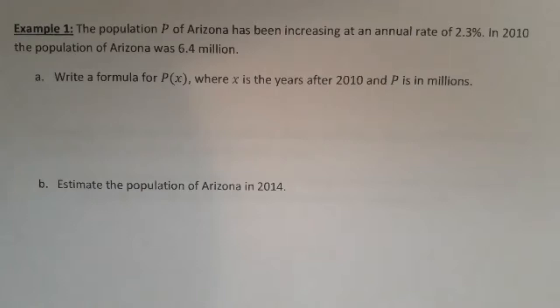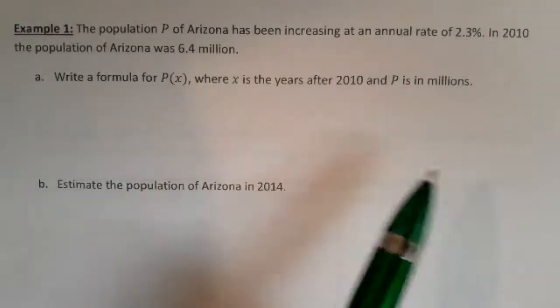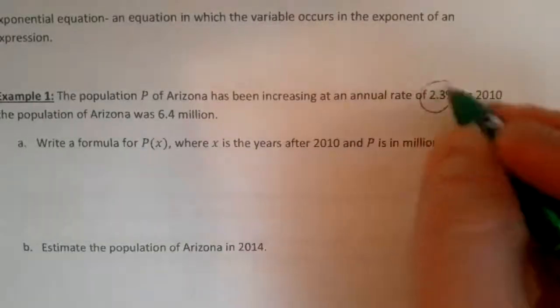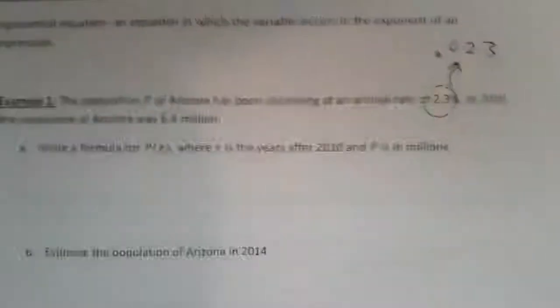The population P of Arizona has been increasing at an annual rate of 2.3%. In 2010, the population of Arizona was 6.4 million. The first thing we want to do is write a formula, P of X, to represent X years after 2010, where P is in millions. We know this is exponential. The odd thing here is that we should rewrite the percentage as a decimal.